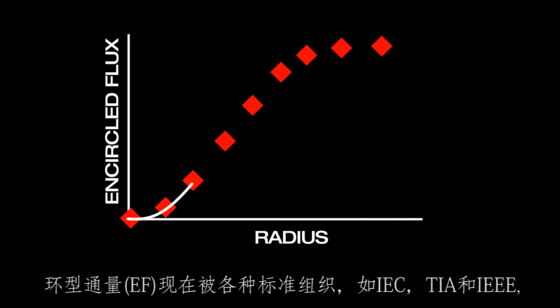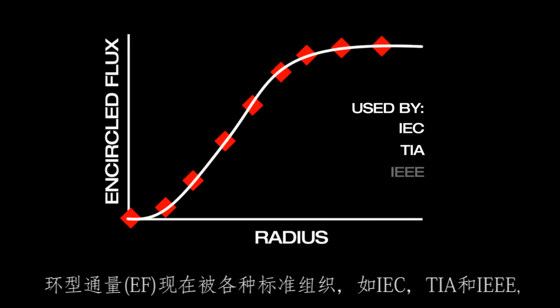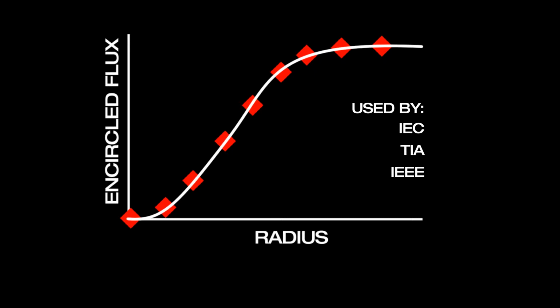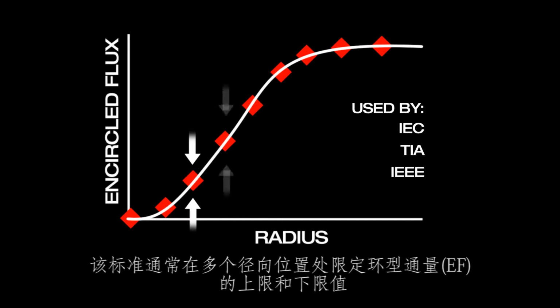Encircled flux is now used by various standards bodies such as IEC, TIA, and IEEE to set limits on the allowable modal launch conditions for applications, such as measuring loss of optical cables in data centers. The standards usually define upper and lower values of encircled flux at a number of radial positions.